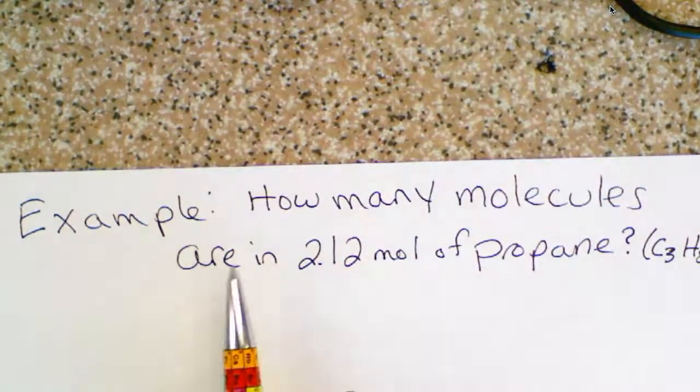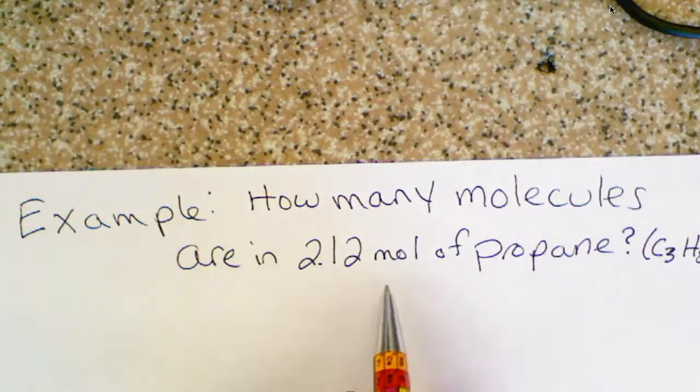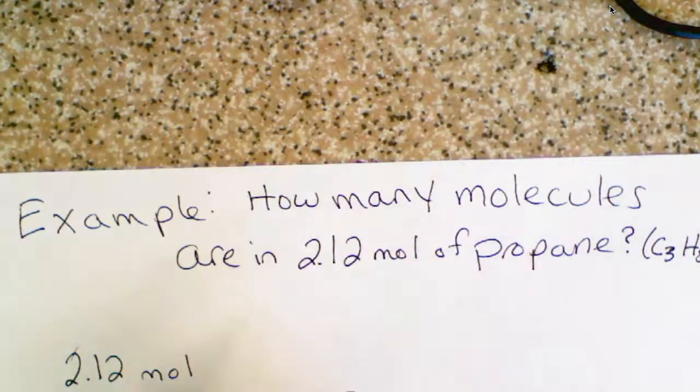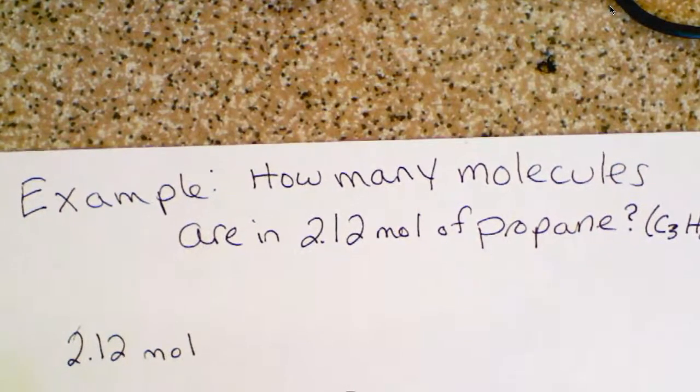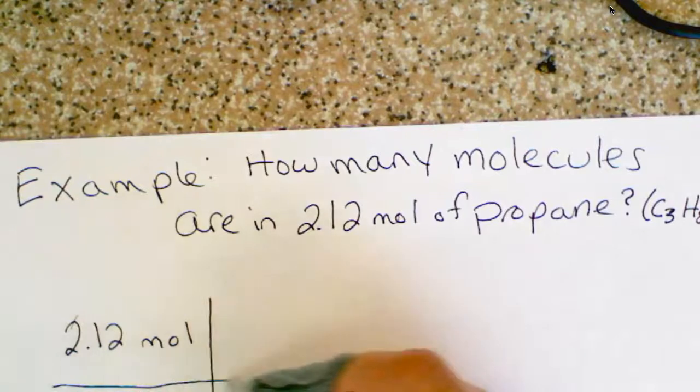So, this example: how many molecules are in 2.12 moles of propane? So we are going to start with 2.12 moles because we always start with what's in our problem. For no apparent reason, the abbreviation for mole is MOL. I'm not really clear why we need an abbreviation for mole, especially because this would be a great abbreviation for the longer word molecules, but alas, I don't get to choose. So 2.12 moles, and we're going to set up our dimensional analysis.